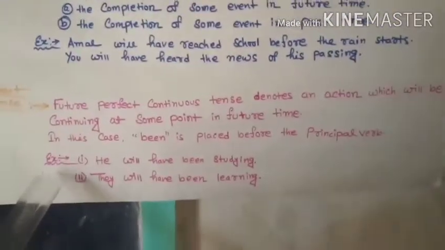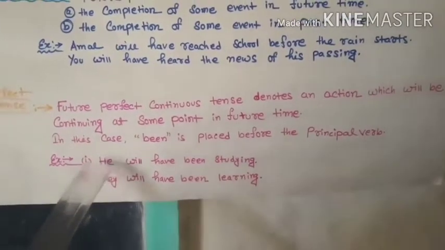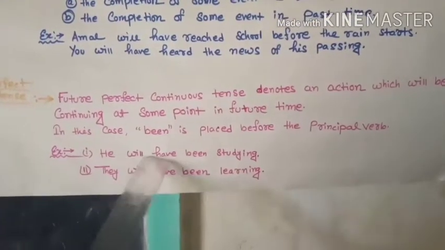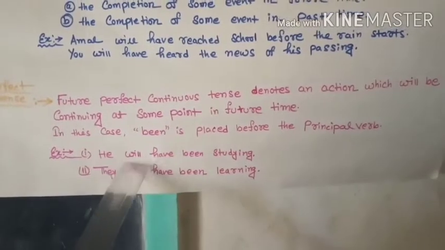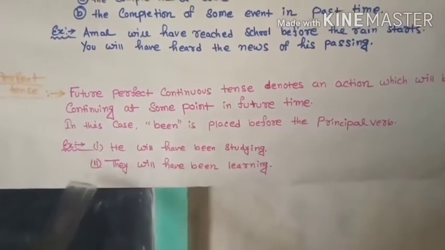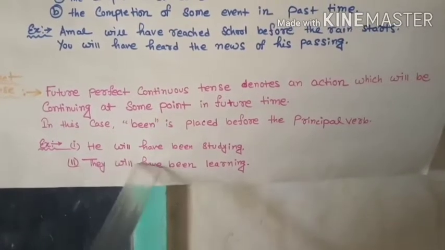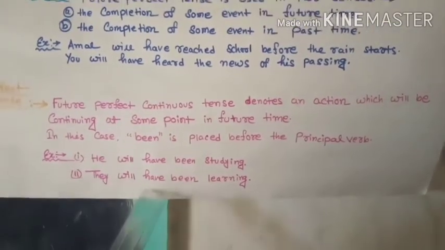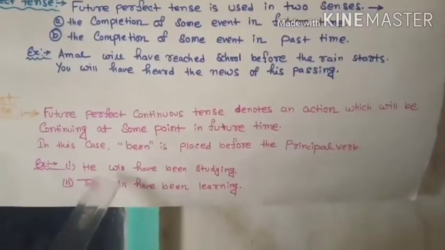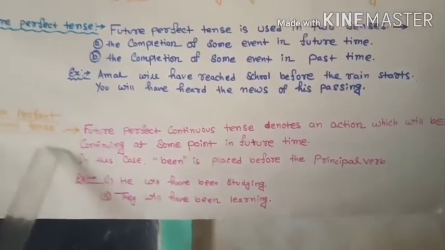For example, we can see here, first example, he will have been studying. And in the second example, we can see here, they will have been learning. So these are the examples of future perfect continuous tense.